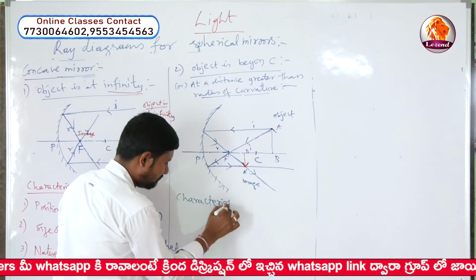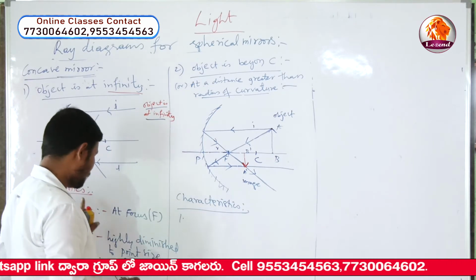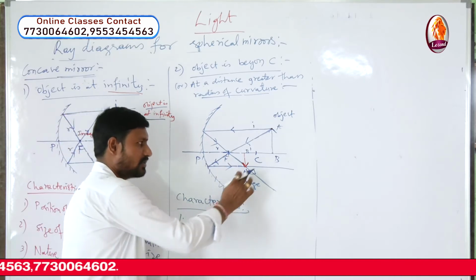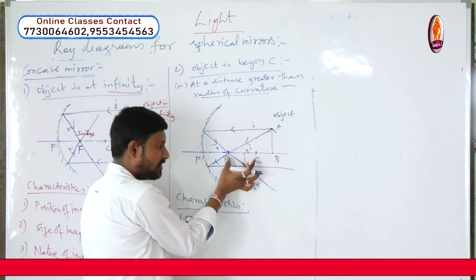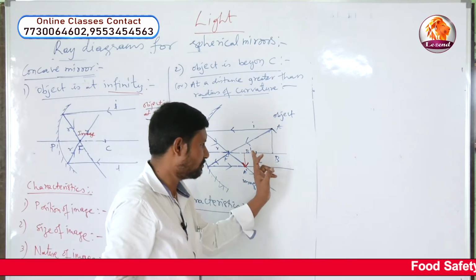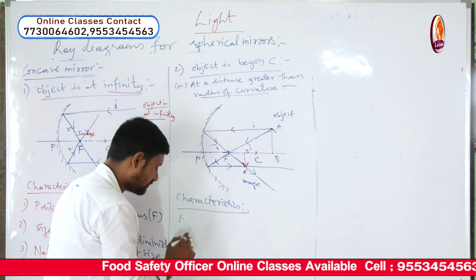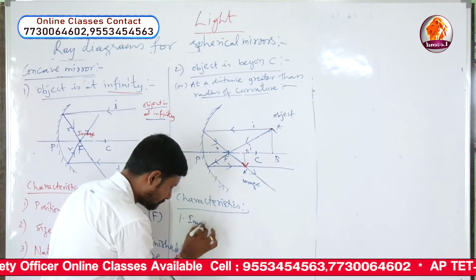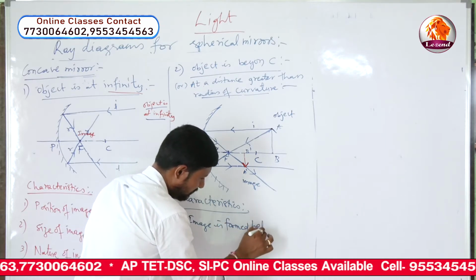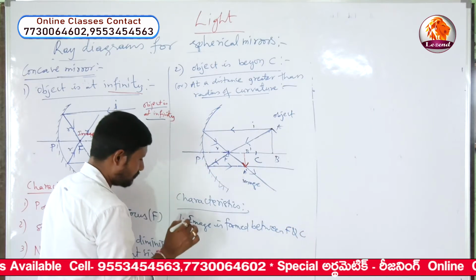What type of image is formed? Number 1, position. Already I have given it to you, so directly let us write the points now. So first one, where is the position of image? The object is what now? Beyond C. Image is formed between F and C. So that means wherever you place the object beyond C, every time you will get the image between F and C. So image is formed between F and C.